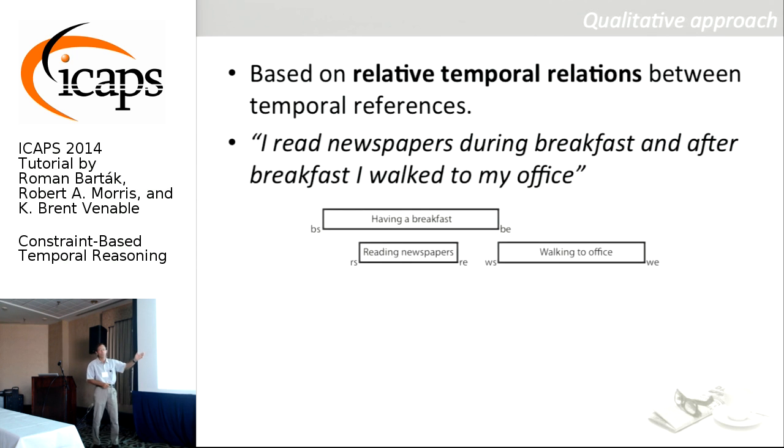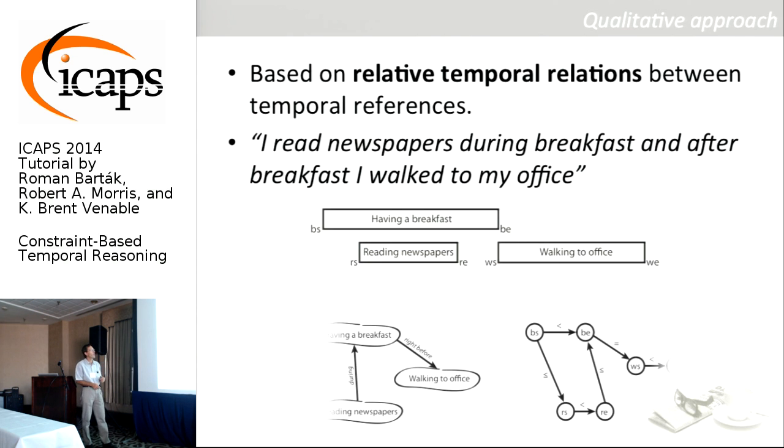So we can represent it somehow. This is a form of Gantt chart that we can use to describe this relation. We have some activity, having breakfast, with some start and end. We have an activity for reading newspapers with start and end, and it should be during having the breakfast. We have an activity for walking to the office with some start and end, and we started to walk to the office as soon as we finished breakfast. And now there are at least two ways how we can describe these activities more precisely.